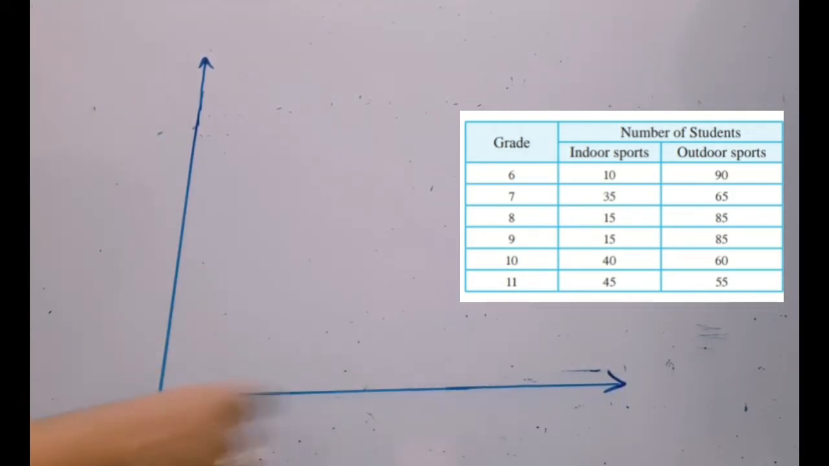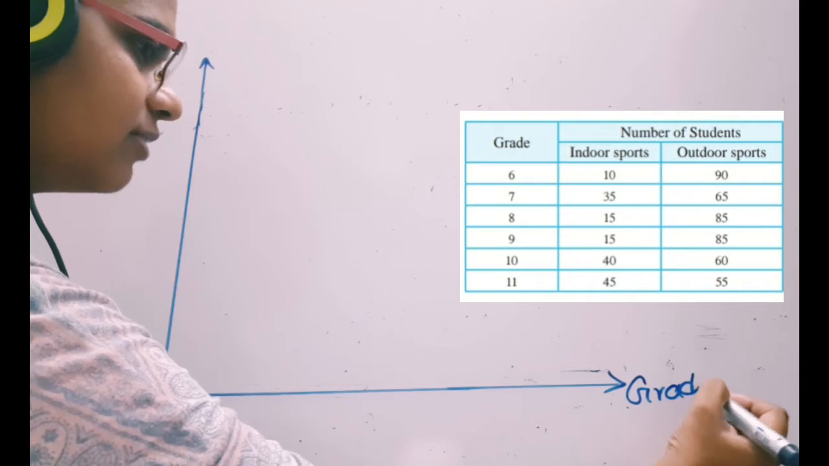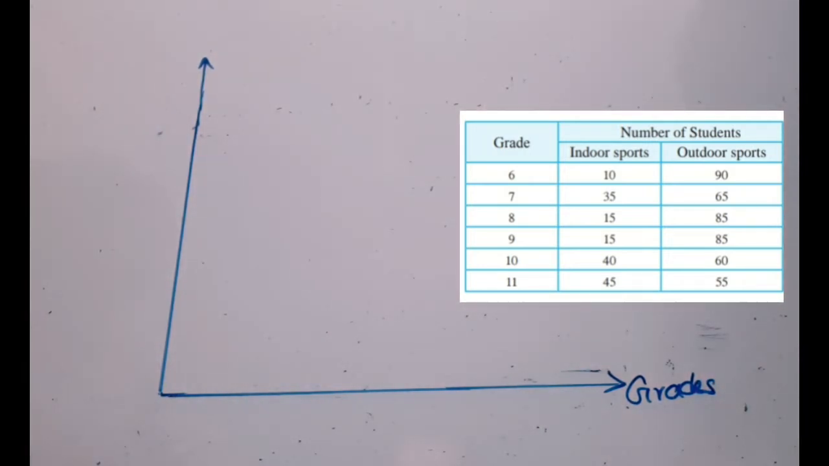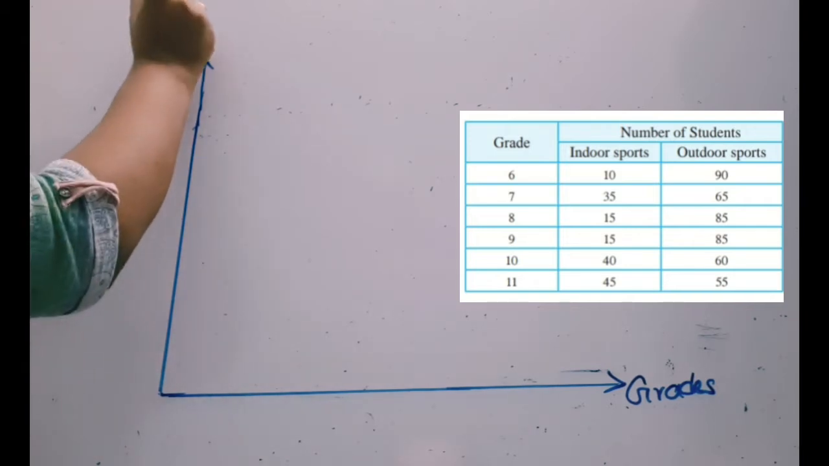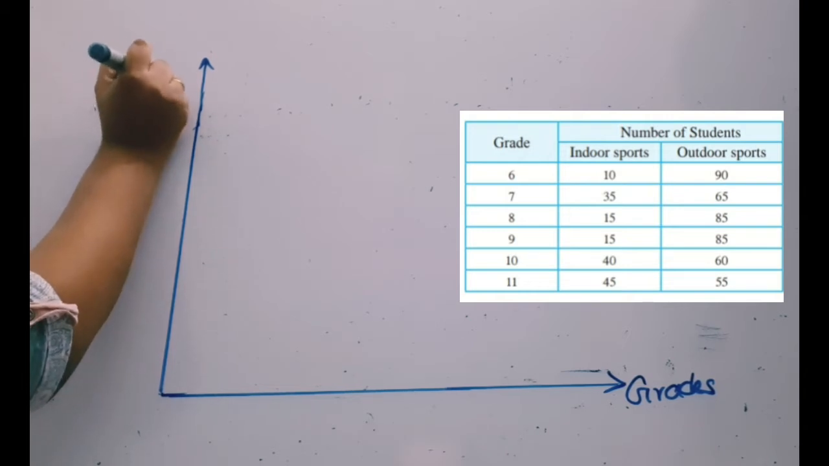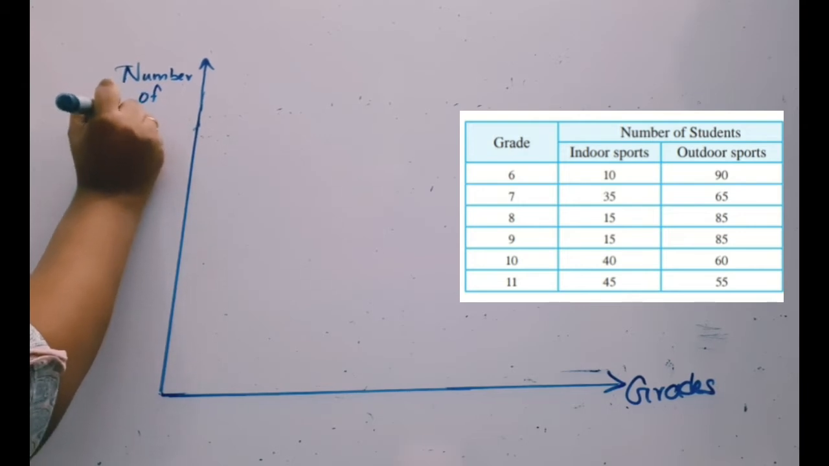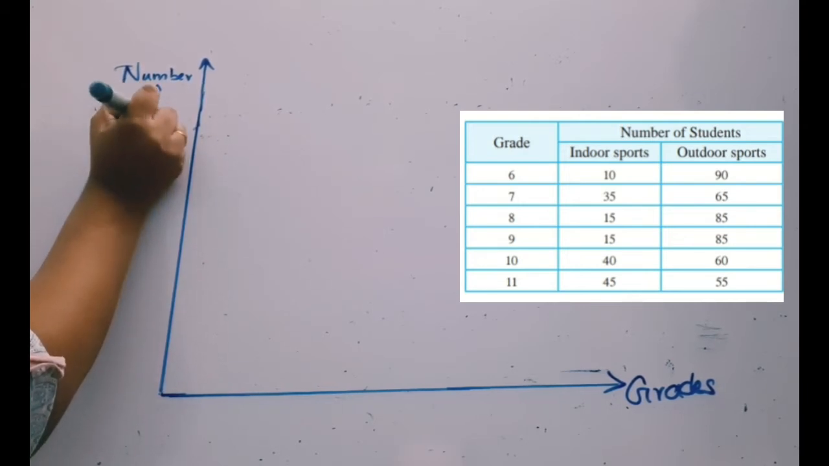Here the horizontal line will represent the grade, so you should write that first. Then the vertical line will represent the number of students. Let's write that as well: number of students.